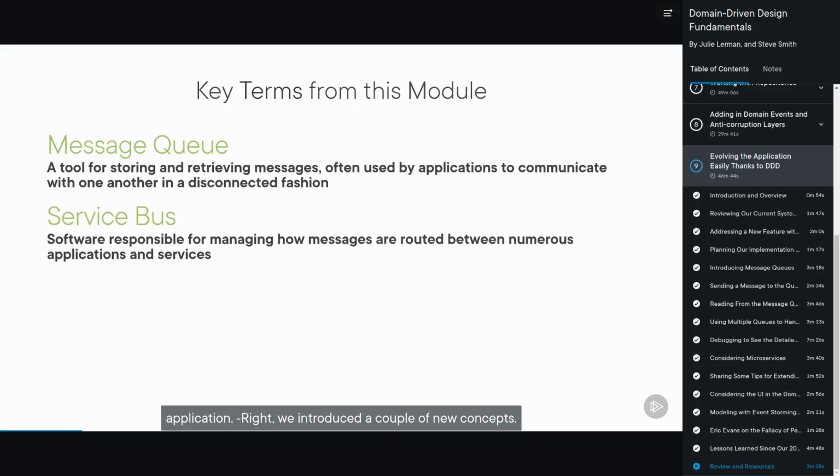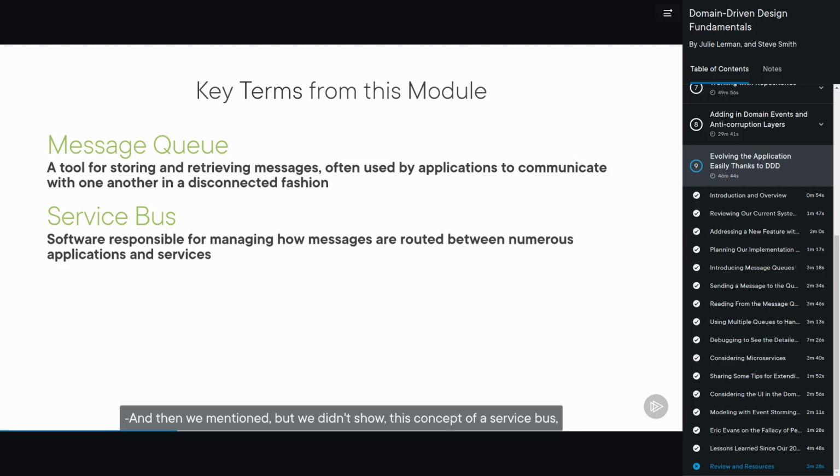Right, we introduced a couple of new concepts. We talked about message queues, and those fit really nicely into our existing architecture because we were already using events to correspond to interesting things happening within our application. And the message queue allowed us to stick a message in an external place by one application, and another application can come along and retrieve that message. So the message queue allows our applications to communicate with each other, but they can do it in a disconnected way.